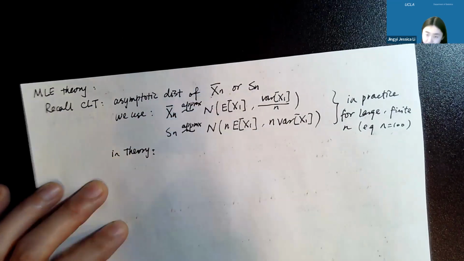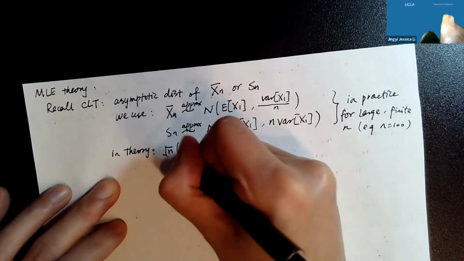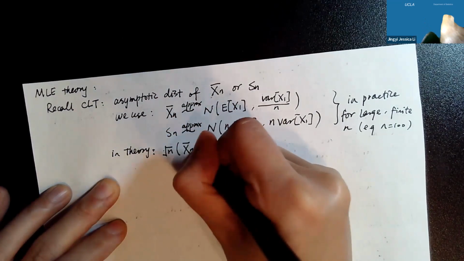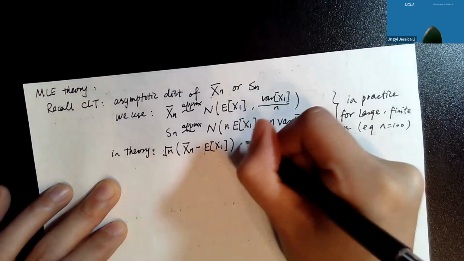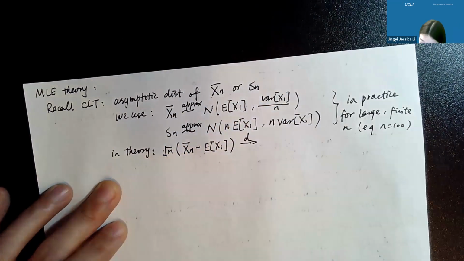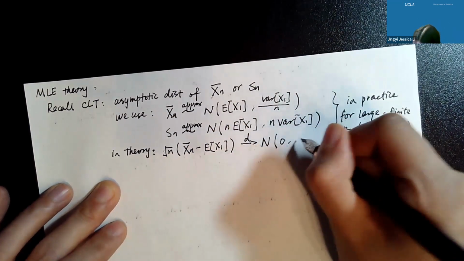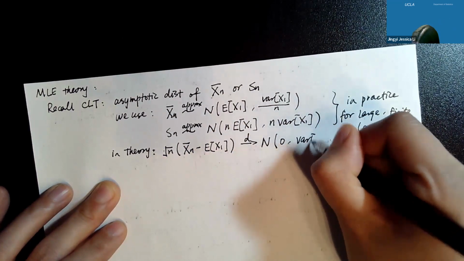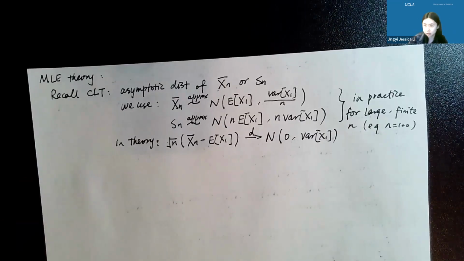But in theory, the rigorous way to write this result is this. We write root n times Xn bar minus expectation of one random variable converges in distribution to normal distribution with mean 0 and the variance of each random variable. So this is the rigorous way of writing the central limit theorem.